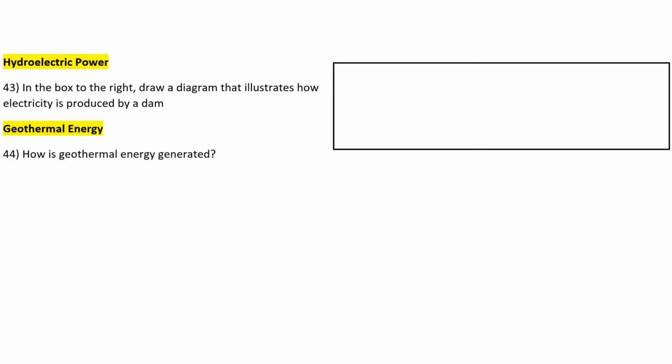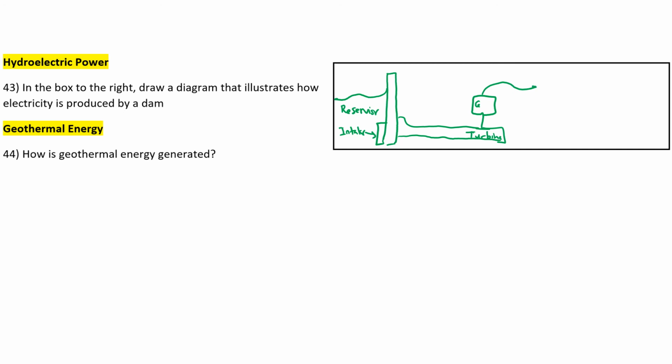In the box to the right, draw a diagram that illustrates how electricity is produced by a dam. So, boom, we have the dam here. Right here is the water, or the reservoir. And then we have the intake area. So with the intake area, it leads into an area that has a turbine. Okay, and that turbine is connected to a generator. Okay, and that generator is connected to the grid.